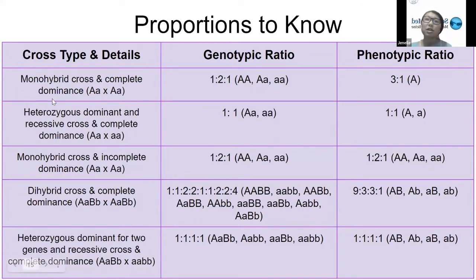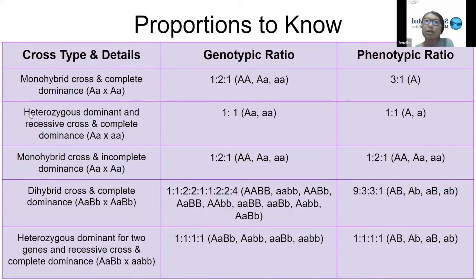So the first column is cross type and details. We have a monohybrid cross here and we're assuming complete dominance. Here you would see the genotypic ratio is 1 to 2 to 1, and it would have these 3 different genotypes. And then for the phenotypic ratio, you would have a 3 to 1 ratio, in which 3 of the offspring are expressing the big A phenotype, and 1 would be expressing the little a phenotype.